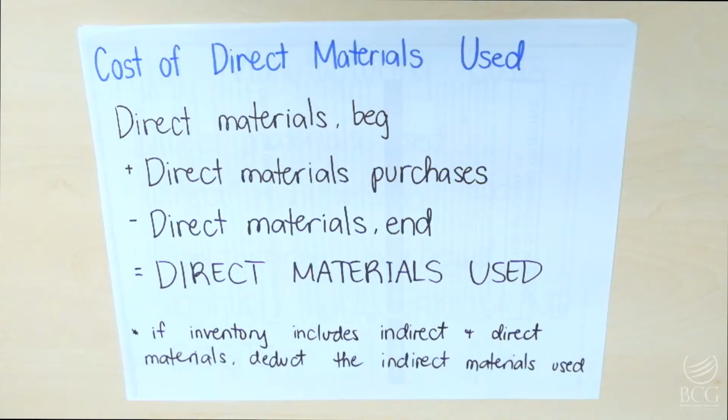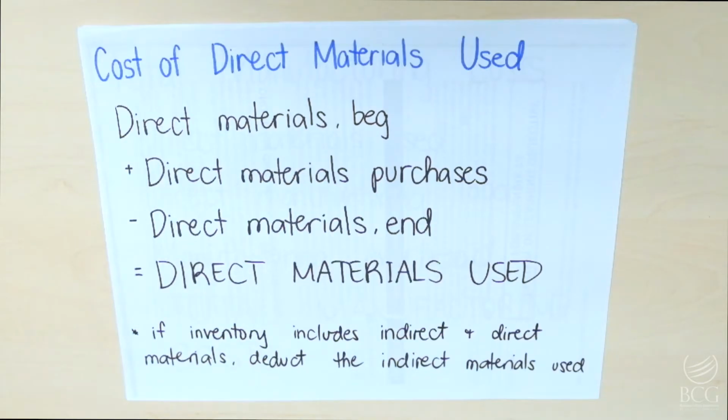Now let's move on to the preparation of financial reports or schedules. There are three important components: the cost of goods manufactured, the cost of goods sold, and the income statement. Let's first break down the cost of goods manufactured by starting with the cost of direct materials used.